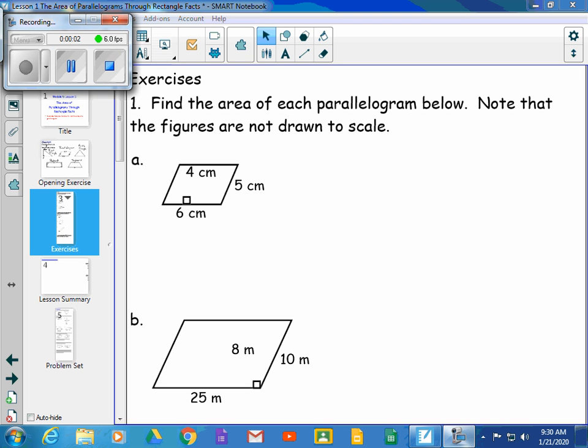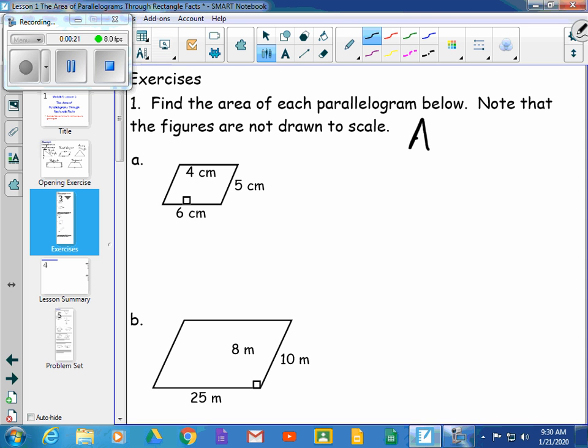Now let's go to exercises 1A, B, and C. It tells us to find the area of each parallelogram below. Note that the figures are not drawn to scale. In order to find the area of a parallelogram, we are going to use the following equation. A equals B times H, where A is the area, B is the base, and H is the height.